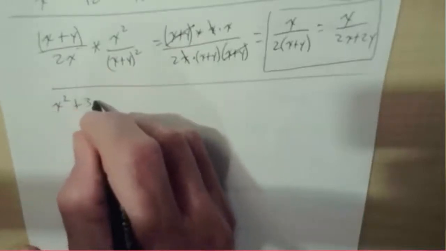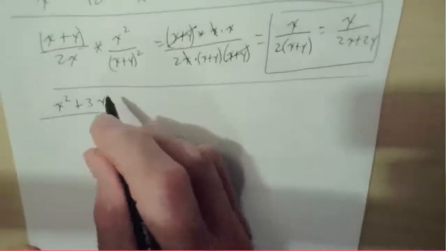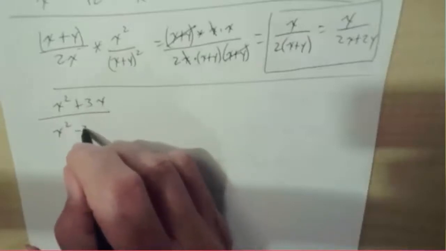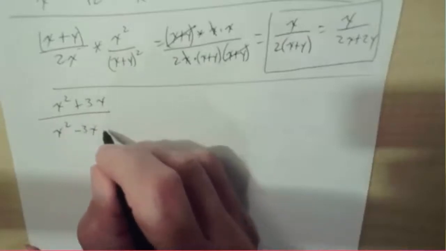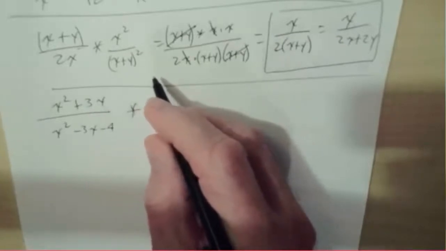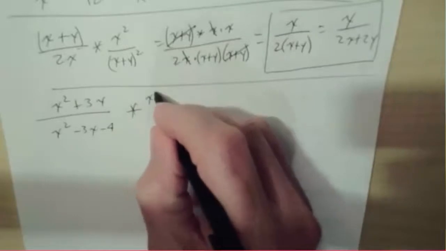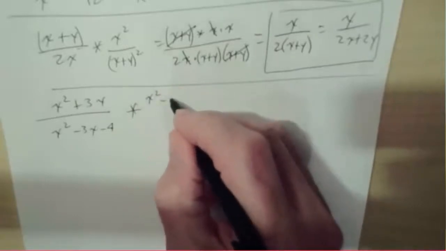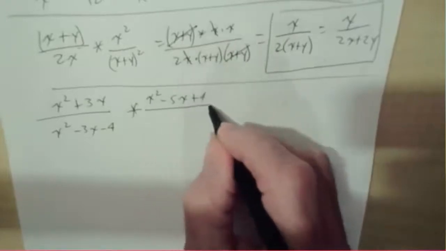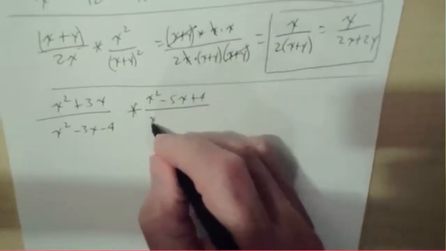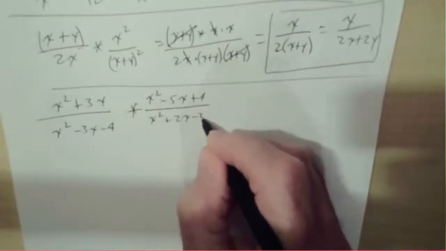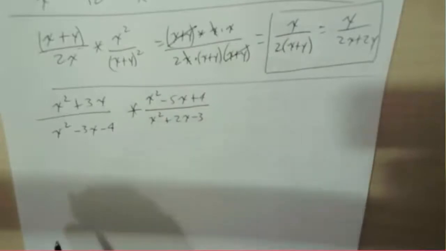X squared minus 3x minus 4 times x squared minus 5x plus 4 over x squared plus 2x minus 3. Obviously we're going to have to factor all this misery here.